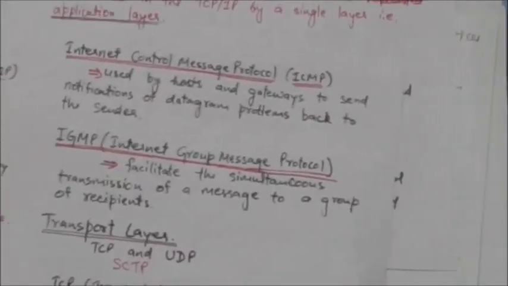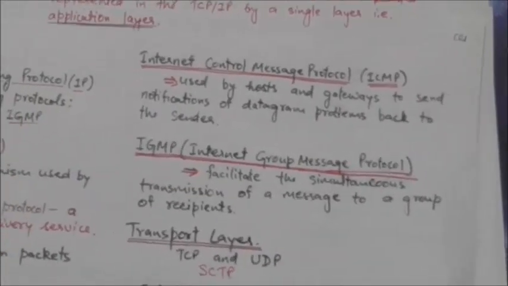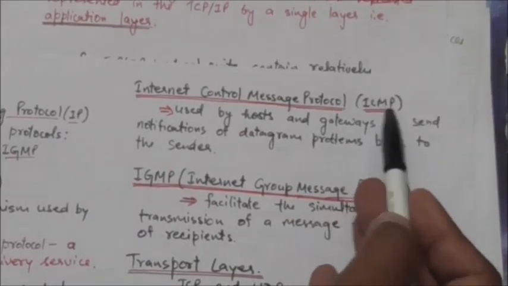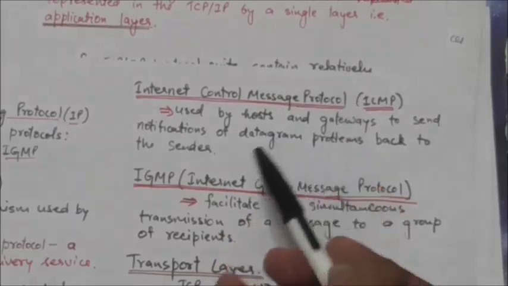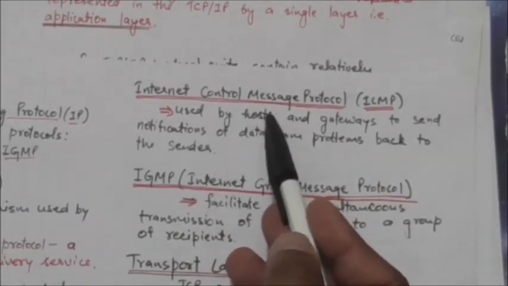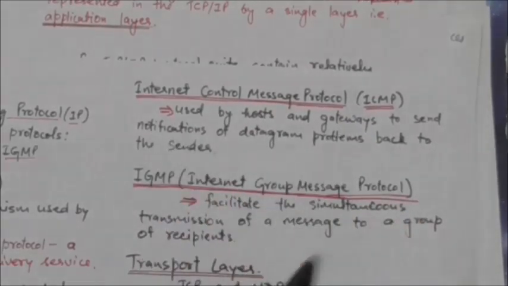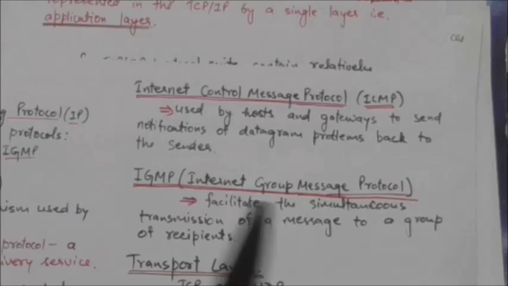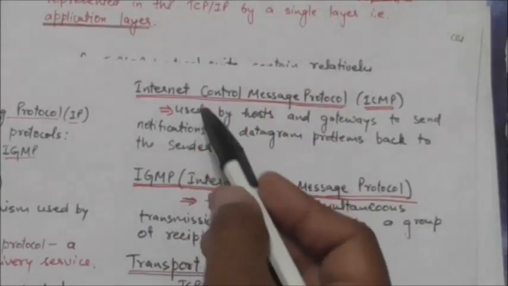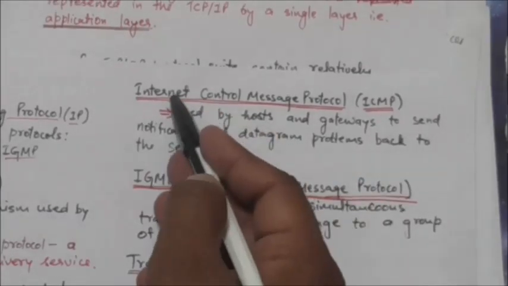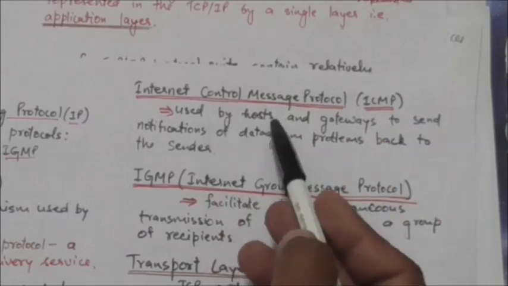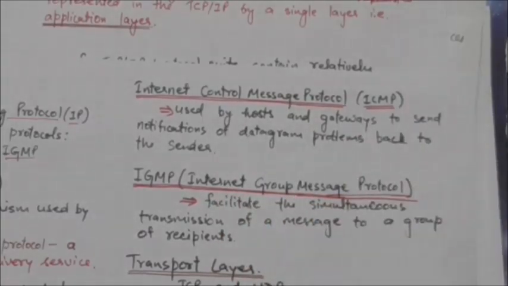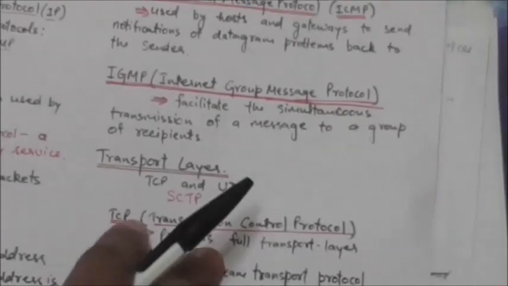Now another is ICMP. The full form of ICMP is Internet Control Message Protocol. This protocol is used by hosts and gateways to send notifications of datagram problems back to the sender. It is used by hosts and gateways to send notifications of datagram problems back to the sender.